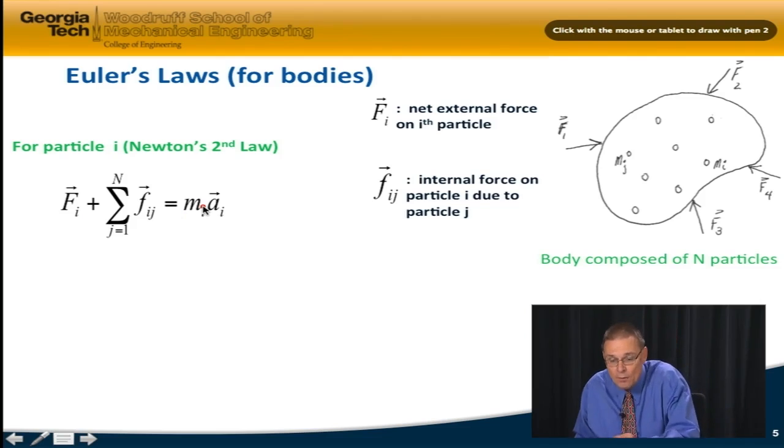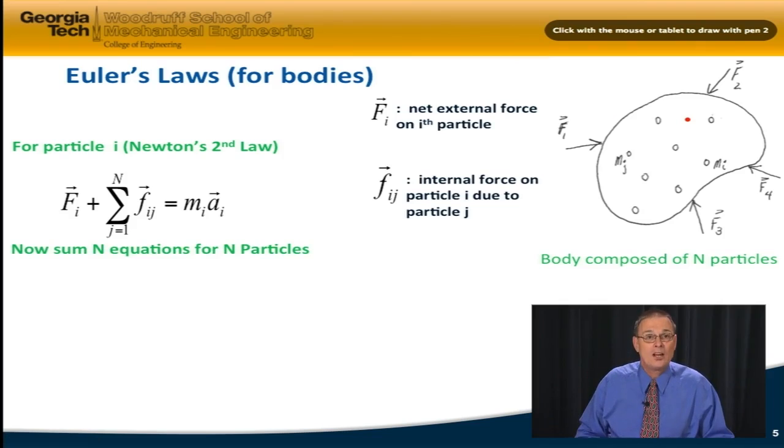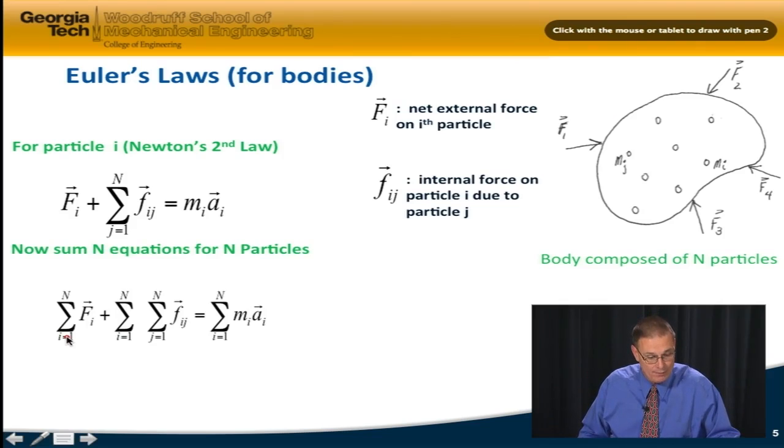And then for the entire system of particles or body, we can sum up all of those equations. So we're going to sum N equations over N particles, and now I put the summation sign on here. In addition to all of these individual particles, we sum them up from I equals 1 to N for the total number of particles in our body.